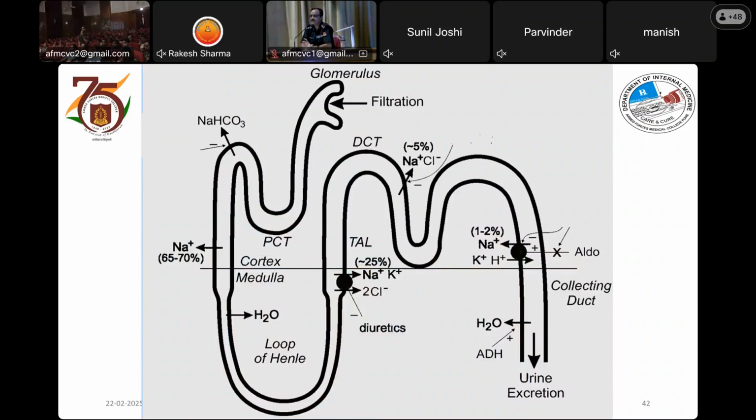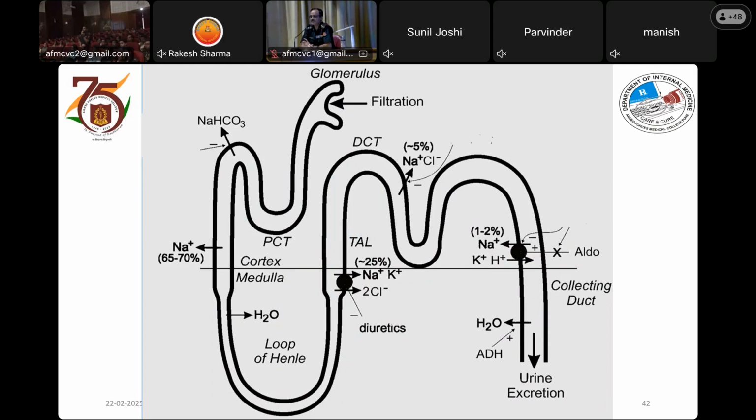At the proximal tubule, we use Diamox or acetazolamide, where carbonic anhydrase is inhibited. Then, sodium-potassium-2-chloride symporters can be blocked by furosemide, the loop diuretics.